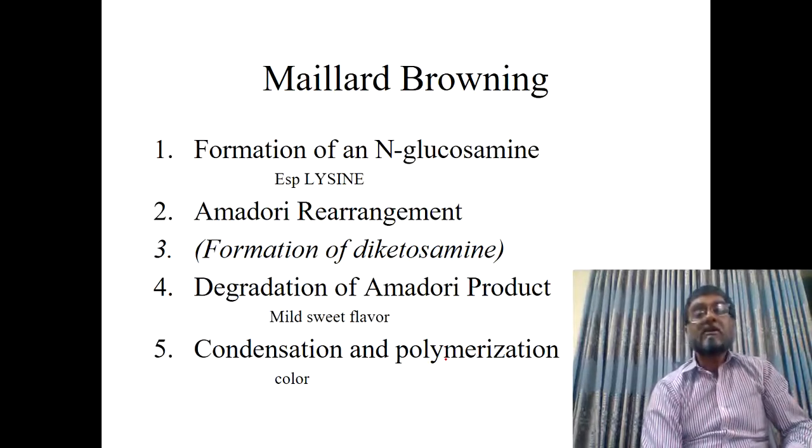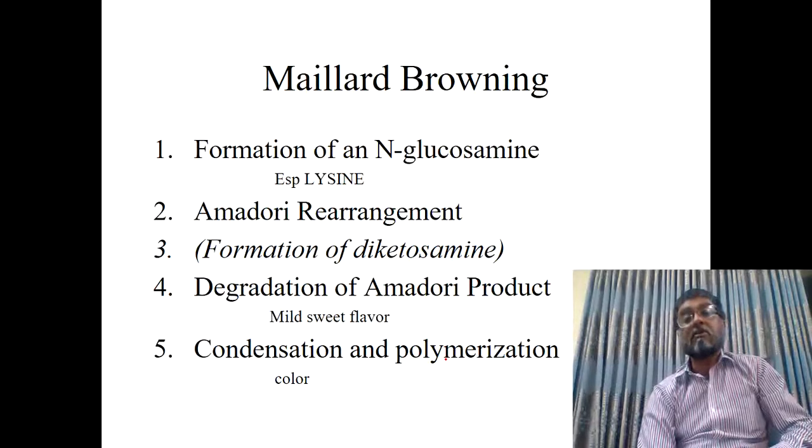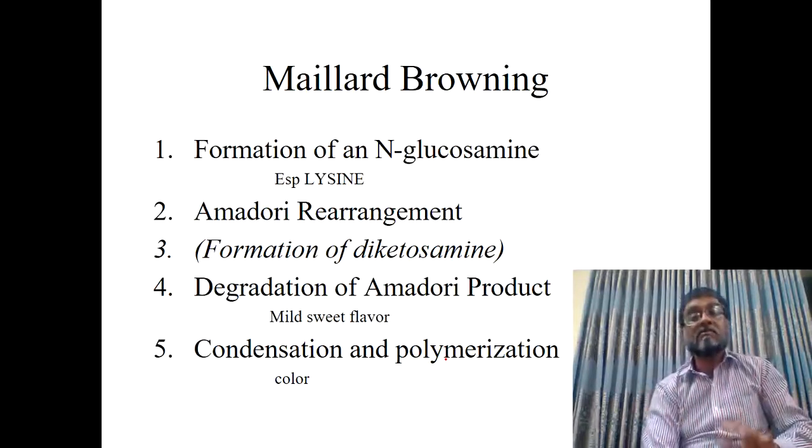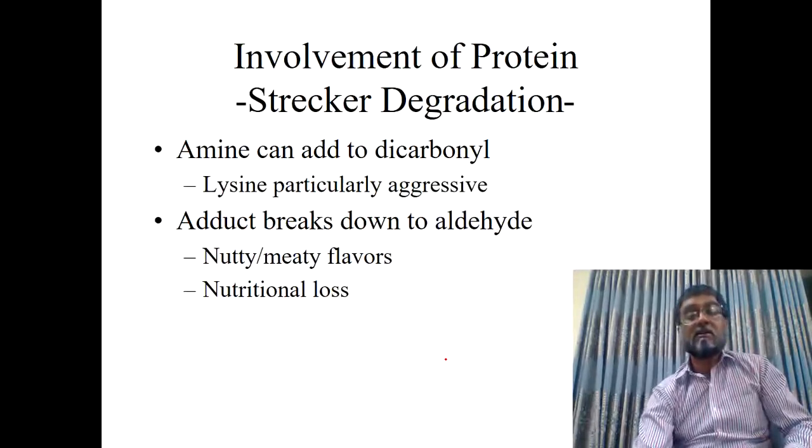So in the Maillard browning reaction, several types of reactions are involved. Formation of the N-glucosamine, when the amino group attaches to glucose, that is forming the glucosamine. This is the initial compound generated, which goes through Amadori rearrangement. That's a complex process. Then the formation of the diketosamine. Then the Amadori product generated in the previous step is degraded into smaller fragments. That is the point when the sweet flavor and the color are generated, and condensation and polymerization reactions result in the color formation.